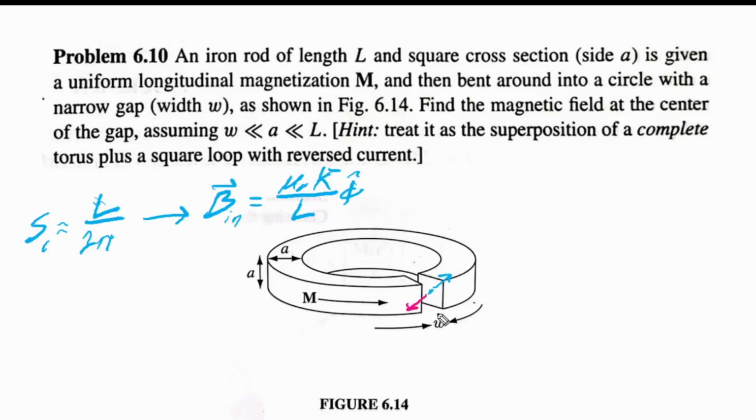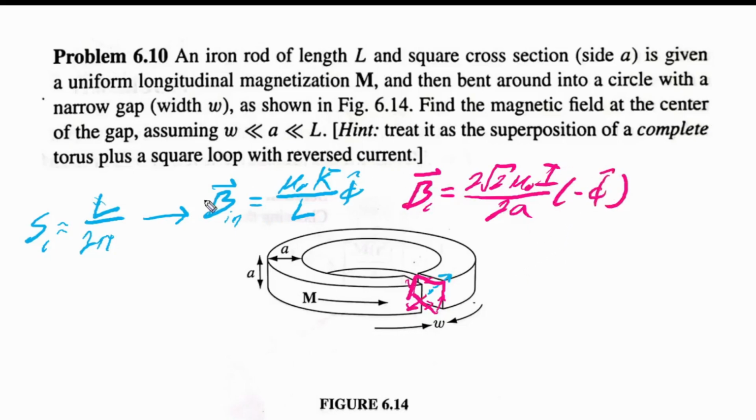Then we have another magnetic field from the square loop here. Remember, we're just adding a square loop. It's going to emulate it having a gap. The field at the center of the square is going to be 2 times the square root of 2 mu naught I over 2a. And it's going to be in the opposite direction. It doesn't really matter what we call the vectors here, z hat, phi hat. Maybe we can say that this is going to be negative phi hat.